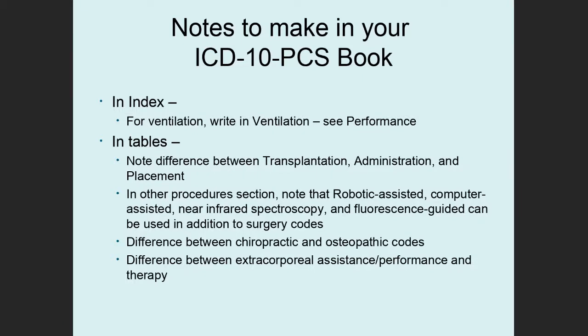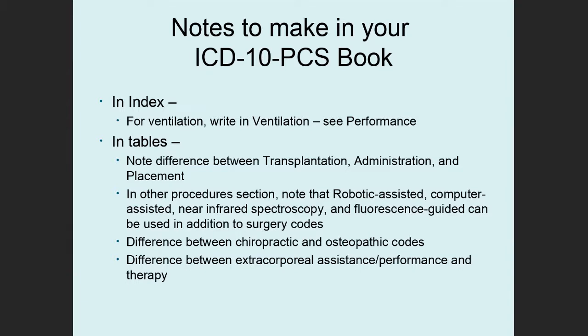There is no way we can remember all the guidelines and the definitions in the PCS book. Here are some suggestions of things to write in your book to help you find these codes more easily. I think ventilation is kind of confusing. You have to go through a number of entries. So just write in ventilation, see performance, or write in the first couple of digits of the table. That way you don't have to go through so many steps.